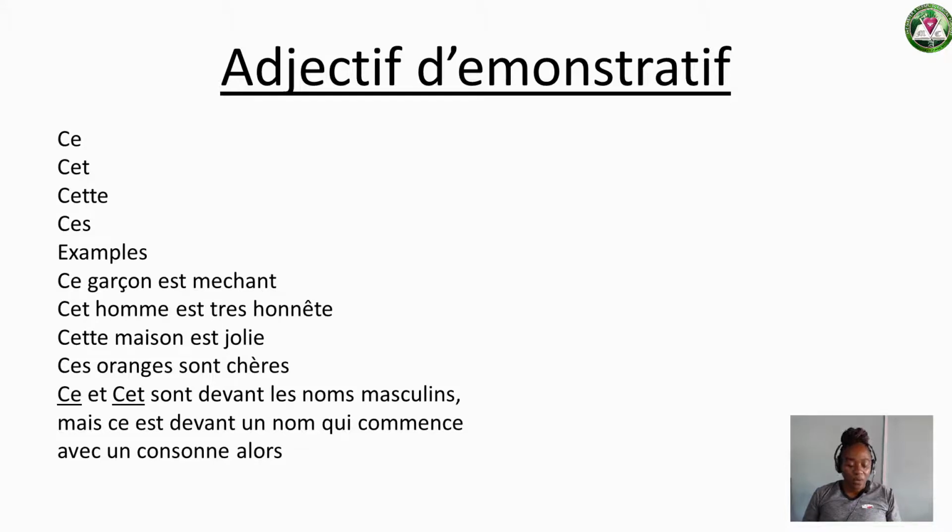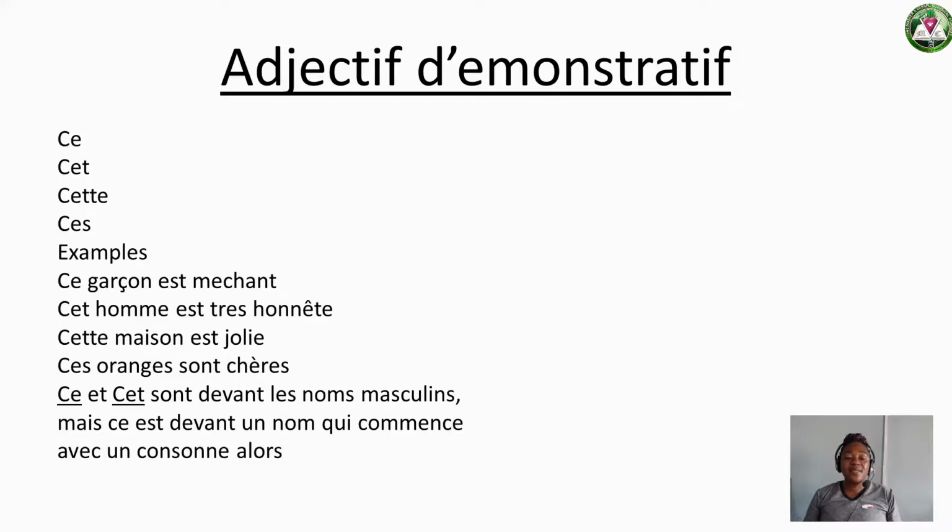Thank you. The next under structure de la langue, c'est l'adjectif démonstratif, which means demonstrative adjective. Nous avons ce, C-E, and cet, C-E-T. Always remember that whenever we are pronouncing a word in French that ends with a consonant, the last alphabet is silent.